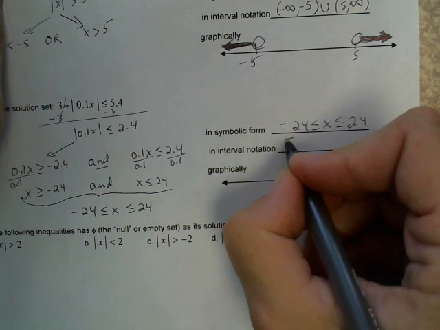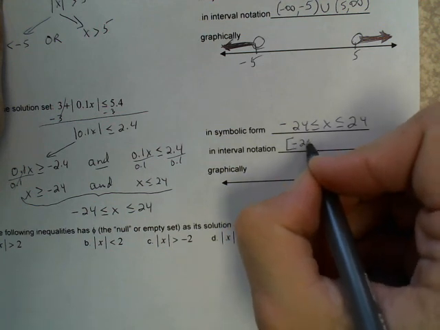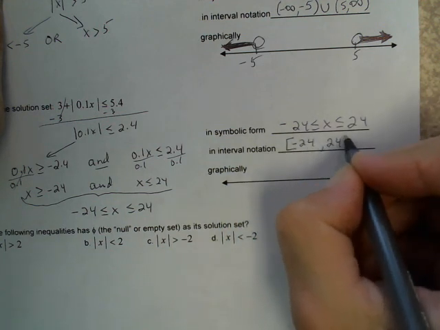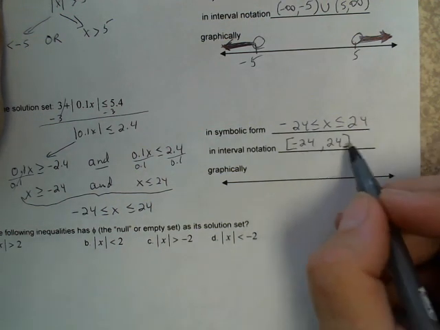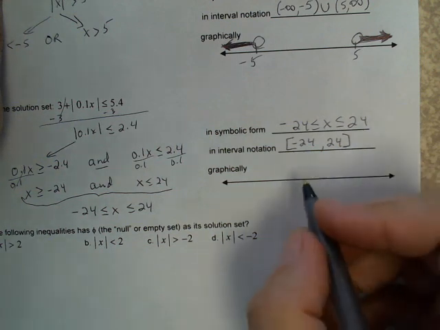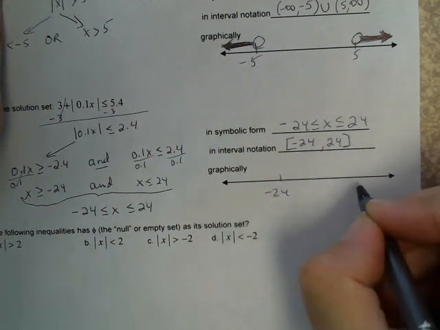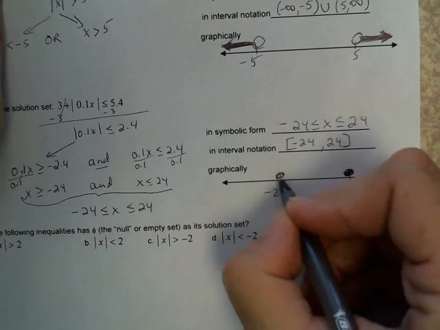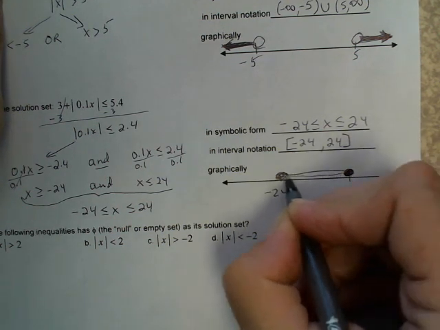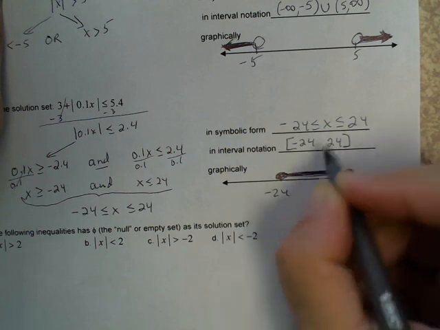Interval notation: we have a bracket. You start with negative 24 and you go up to positive 24, square brackets. That means x is everything in between and including the 24s. And graphically, you have negative 24 and positive 24. The circles are filled in, and you're shading in between because you're considering all the numbers in between those two values.